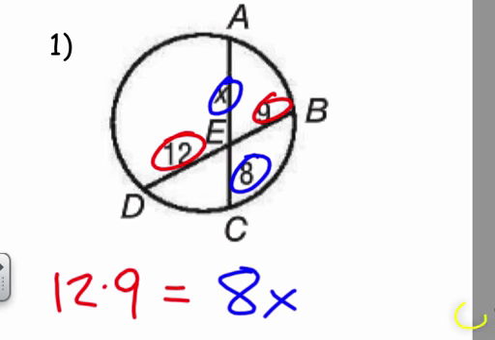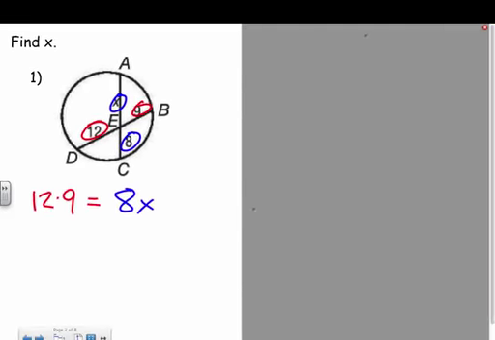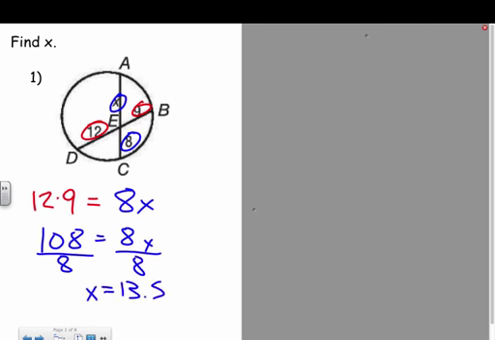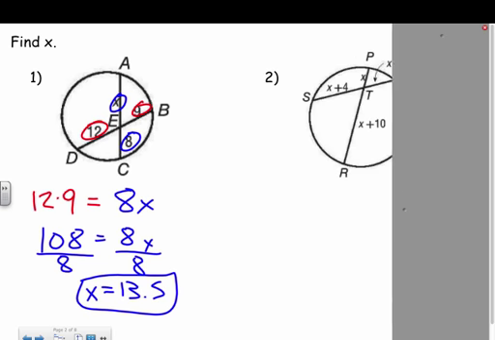So 12 times 9 gives us 108 equals 8x, and we divide by 8. And that leaves us with 13.5 for x. And there's no units with it, so just 13.5. So remember, intersection on the inside, just part times part equals part times part.